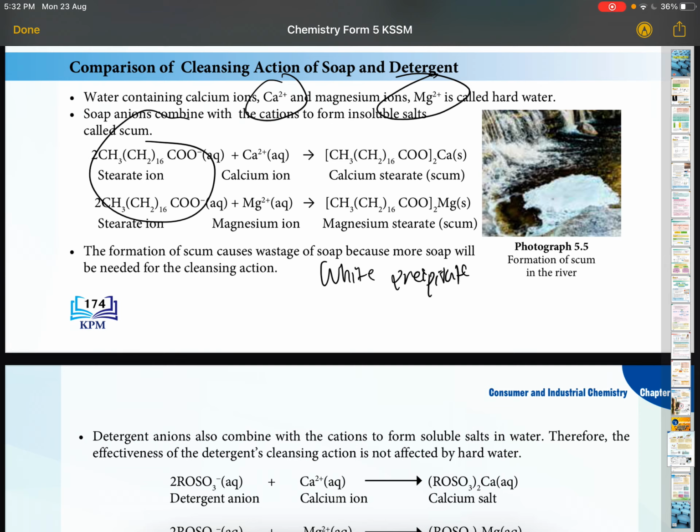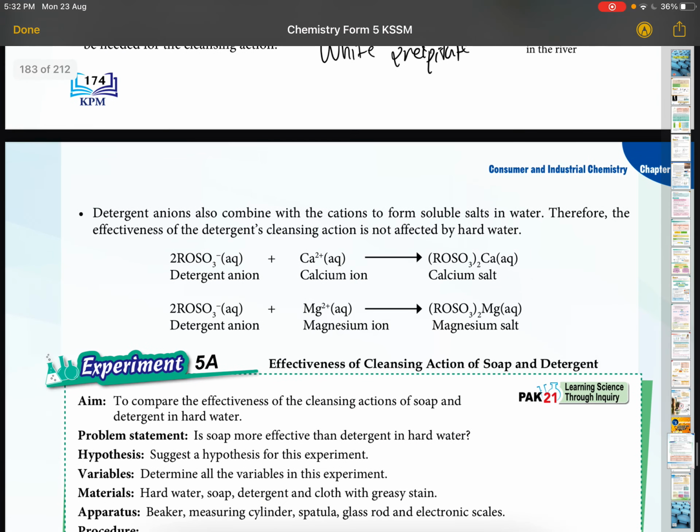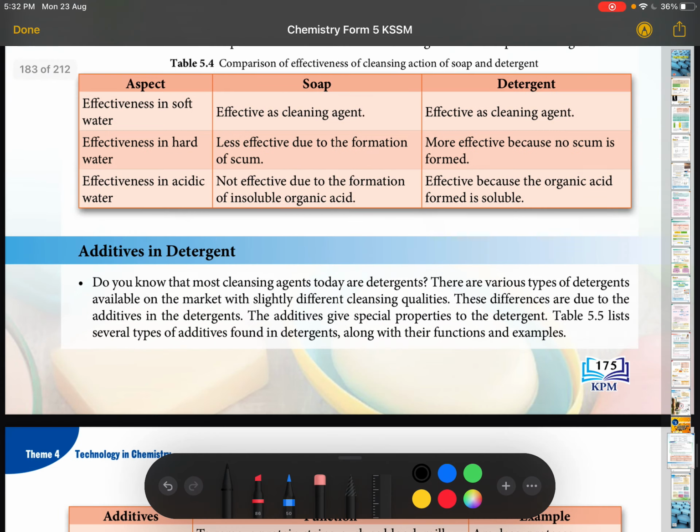So when you have a lot of this insoluble stuff, this scum, in the water, it gets harder to clean the cloth, right? Because the scum is blocking the grease from getting cleaned. So because of that, it makes it less efficient and slower. So in the end, you waste soap. But detergents, when they react with the ions, don't form insoluble salts. They form soluble salts, so it doesn't affect the process.